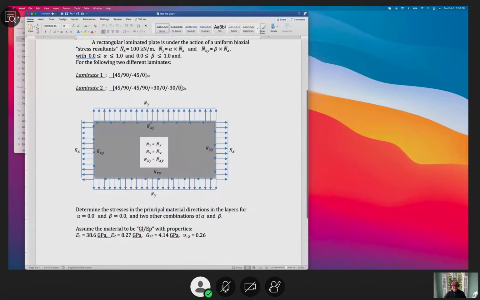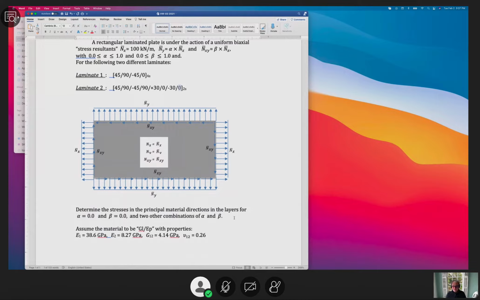For alpha and beta equals 0, so just Nx. And then 2 other combinations of alpha and beta. You can take alpha equals 0.5, beta equals 0.5. Or that's one combination. You can take alpha equals, say, 25%, 0.25, and beta equals 0.5, or vice versa.